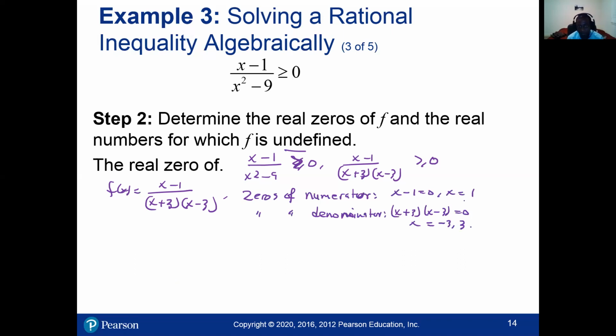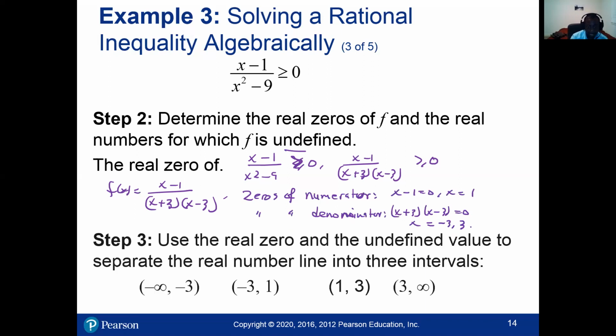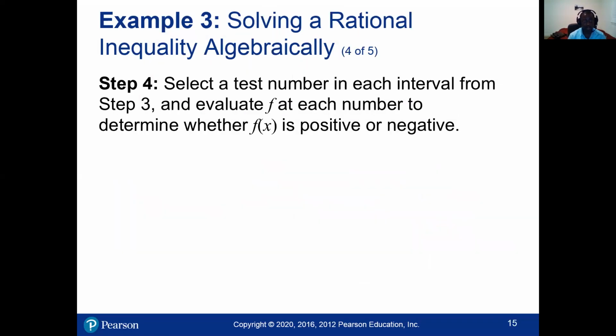So there are 3 of them. It's going to divide the real number line into how many intervals? 4. We get 1 from negative infinity to negative 3, from negative 3 to 1, 1 to 3, and then 3 to positive infinity. Then, like we did, we draw a number line, test, and determine where it is positive. Those are the intervals that will satisfy. So we select the test numbers in step 4.